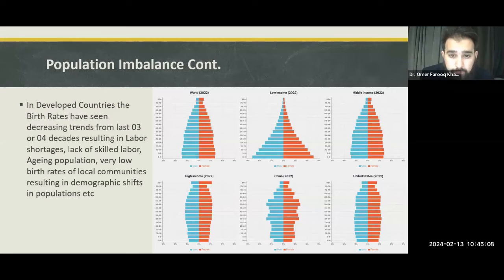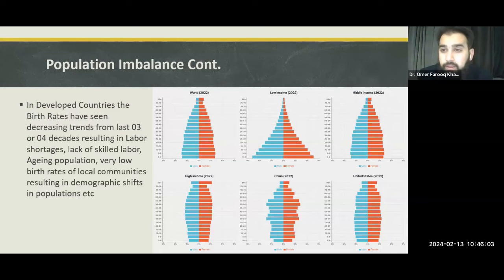For example, the world gives us a mixed picture. More of the world consists of younger population, as we are already seeing in the 2022 data. But at the same time, what is happening in the low income countries? The low income countries are overburdened with too many young people, and they're already struggling with the joblessness problem. They're already struggling with poor health conditions. They're already struggling with the poor education system. They're already struggling with a very primitive industrial base.